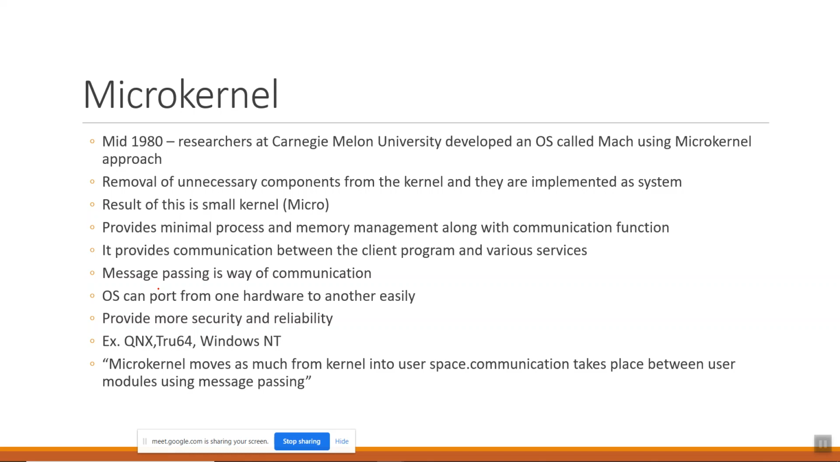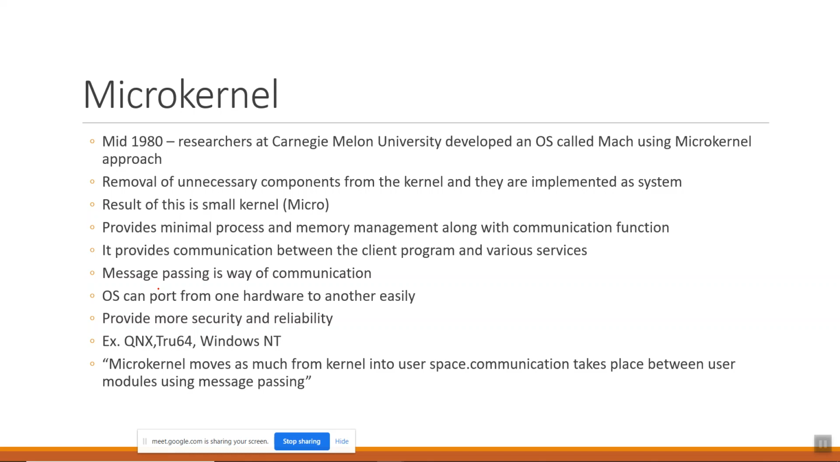So they need to provide more security and more reliability here. An example of the microkernel is the QNX operating system, True64, and Windows NT. Most Windows operating systems are based on the monolithic kernel, but Microsoft tried it with Windows NT, which unfortunately failed. That was based on the microkernel, because we know that for a desktop operating system, the monolithic kernel is going to be best.